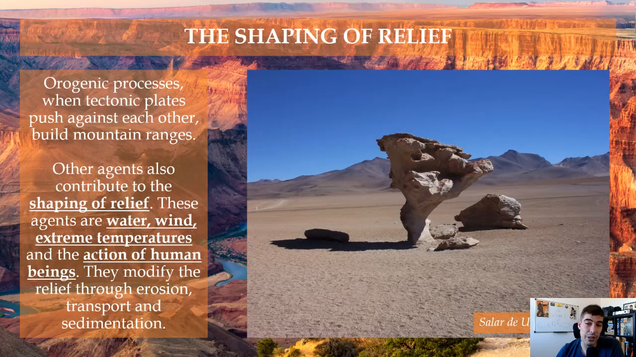So let's talk now about the shaping of relief. We have already seen what is the orogeny and the orogenic processes. When tectonic plates push against each other, they build mountain ranges, okay? But there are other agents that contribute to the shaping of relief. They are mainly four: the water, the wind, the extreme temperatures, and the action of the human beings. How do they modify the relief? Through erosion, transport, and sedimentation.